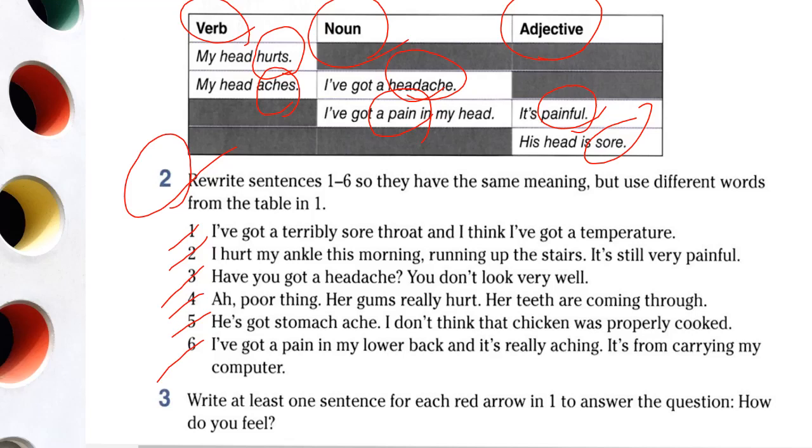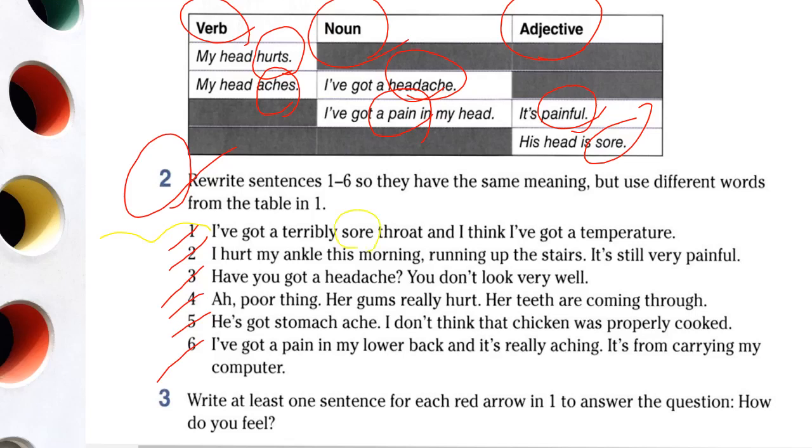In number 1, let's start with number 1. Number 1, I have got a terribly sore throat and I think I have got a temperature. Okay, so where are the words in this sentence which express pain? Yes, you are right.